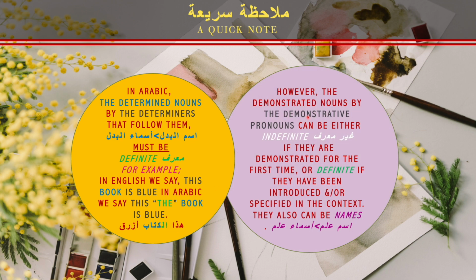Another note, the nouns demonstrated by the demonstrative pronouns can be either indefinite, غير معرف, if they are demonstrated for the first time, or definite if they have been introduced or specified in the context when they come. Also, they can be names. Names in Arabic are called اسم علم or أسماء العلم. For example, when I want to say those are Ali and Sarah, Ali and Sarah here are أسماء علم. So in Arabic we say هذولا علي وسارة.